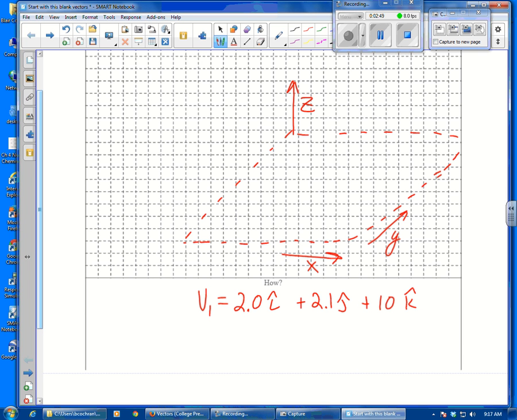To draw this vector, I would draw, say, 2 in this direction, 2.1 in the j direction, and then up 10 in the k. So my actual vector, that would be that v1. That would be v1, that vector. And each of these, of course, would be a right angle.